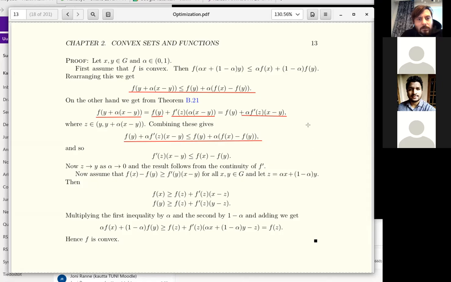f of y cancels out, so alpha can be divided out here, and we get that f prime at z times x minus y is smaller than or equal to f of x minus f of y. Now, as we let alpha go to 0, then z goes to y, and we get the result that we were proving.